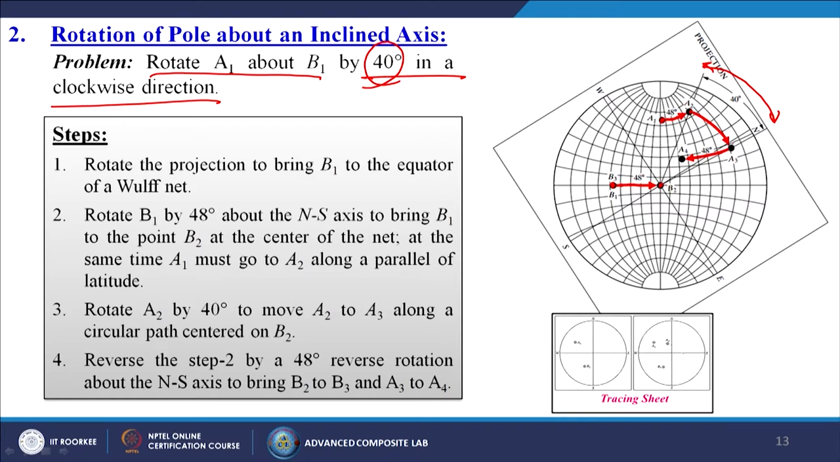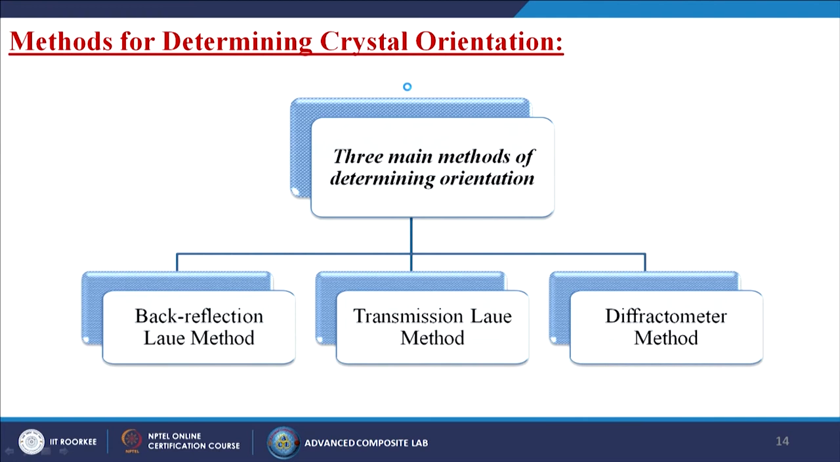So, now we are rotating it 40 degree. But initially we gave a rotation of 48 degree. So, again we have to go back 48 degree once again, so that it will come over here and we will get the point A4, which is the final point. So, irrespective of B1, the new point formation will be A4, which is the rotation by 40 degree. The same thing has been written over here.